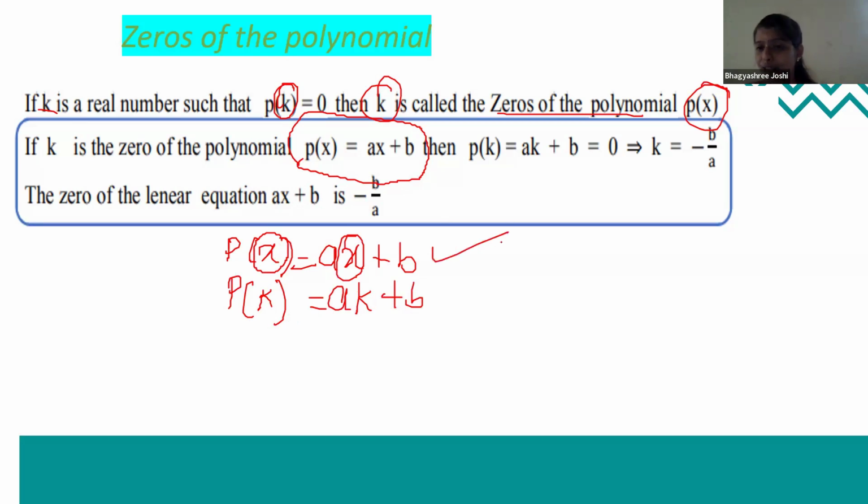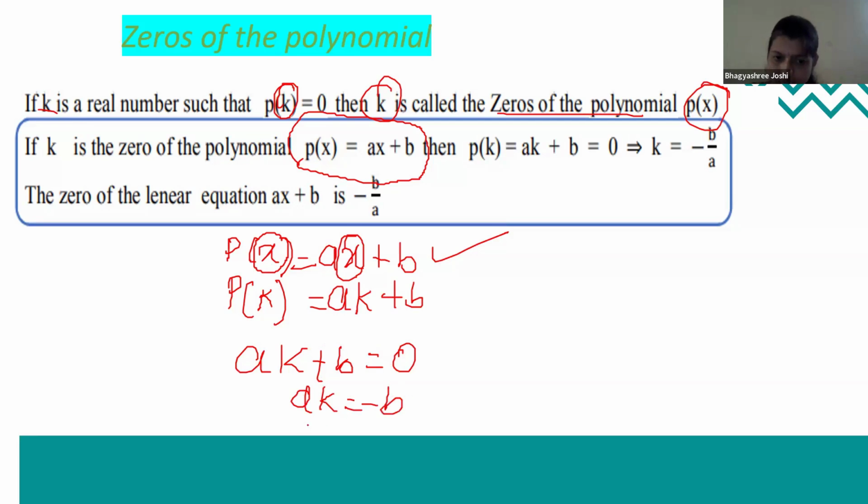It is the standard form of linear polynomial, right? Remember, it is the standard form of linear polynomial. Now, if I equate this standard form, ak plus b, to 0, then what will happen? Transfer this plus b to this side: ak is equal to minus b. Then k is equal to, transfer this a to this side, minus b divided by a. Right? k is equal to minus b divided by a.